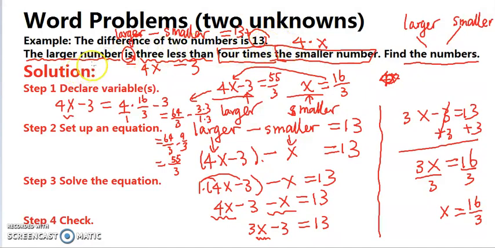And then we check the second sentence. The larger, which is 55 thirds, is 3 less than 4 times the smaller, and we can verify that. So we take 4 times the smaller, 4 times 16 thirds, and minus 3, which is what we just did right here. That's exactly 55 thirds.